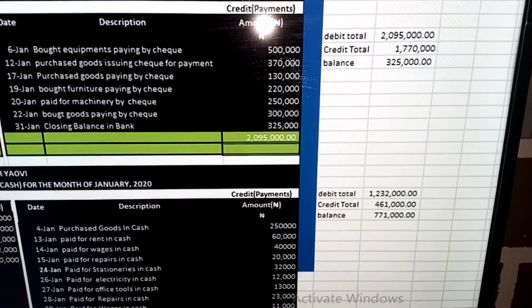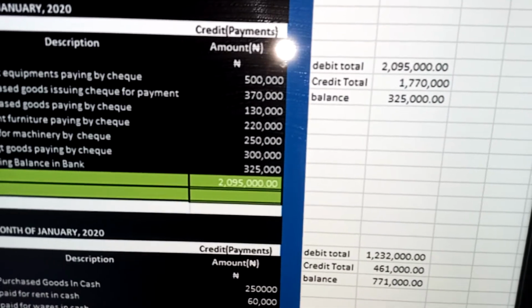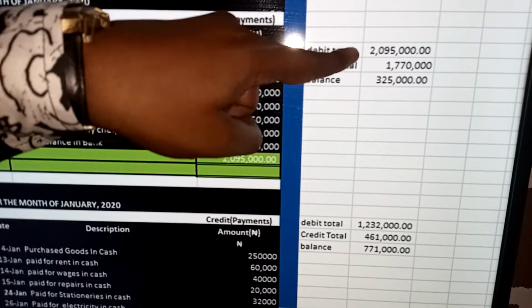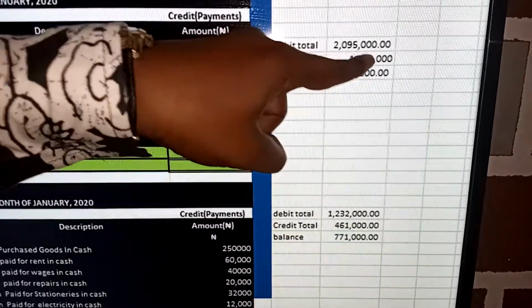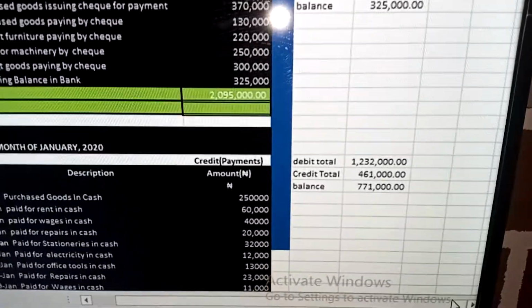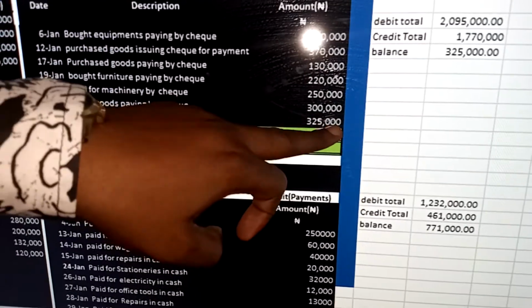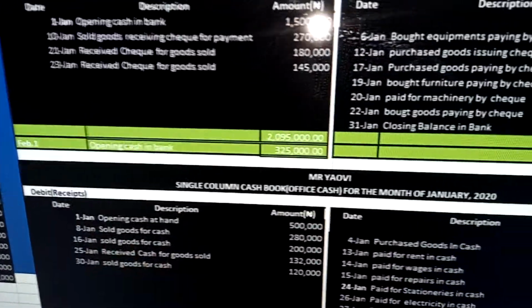And that is credit. So at the end of the month, you have to compare the total in the receipt side against the total in the what? Payments, and that is summary here. We have debit total here, 2,095,000. Credit total 1,770,000. The difference is what? 325,000. So as you can see, 31st January here, closing balance in bank, we have 325,000. So by the following month, February 1st, our opening cash in bank will be 325,000.